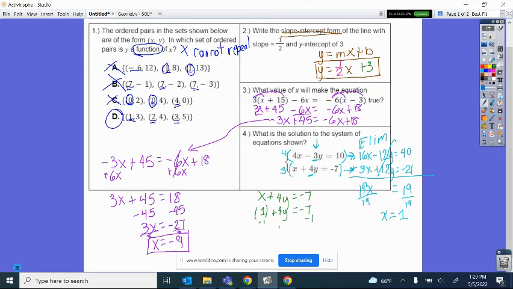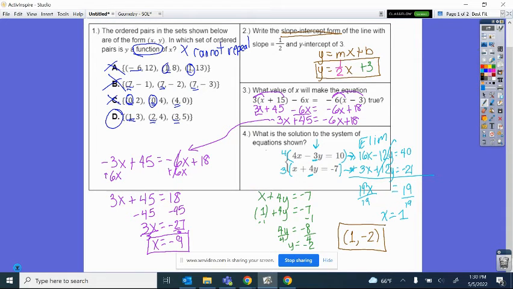Subtract 1 from each side. So 4y equals negative 8. Divide by that 4 coefficient on each. y equals negative 2. So we put those together to make our ordered pair. x is 1, y is negative 2 for our solution.